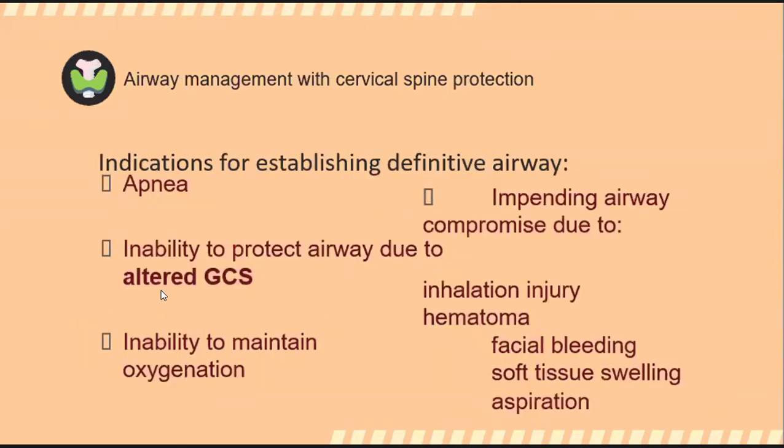So these are the indications for establishing definitive airway. So if the patient is apneic, syempre common sense, hindi na humihinga yung patient, so you must establish an airway. Kailangan niya ng external support via bag valve ventilation or mechanical ventilation. Inability to protect the airway due to altered GCS. So, pag bagsak yung GCS, 9 GCS, 8 below GCS, kailangan mo na ma-intubate yung patient.